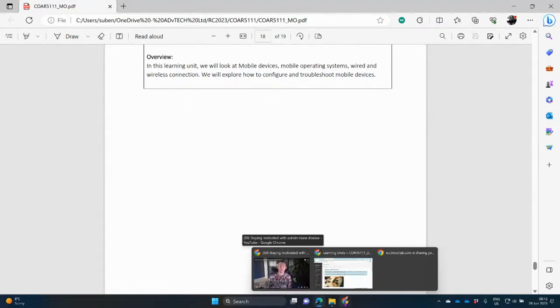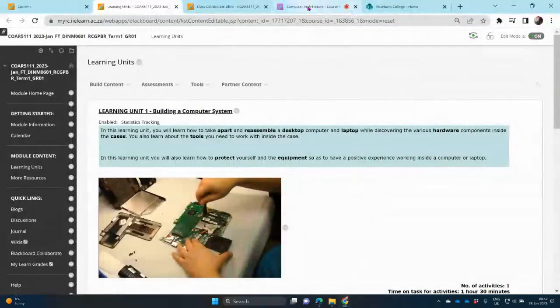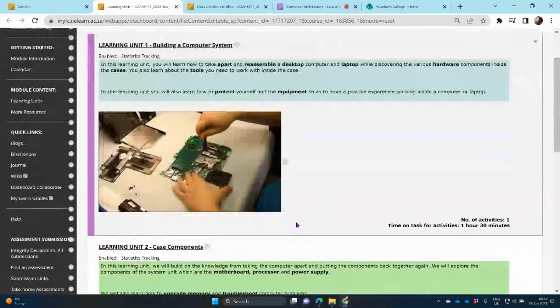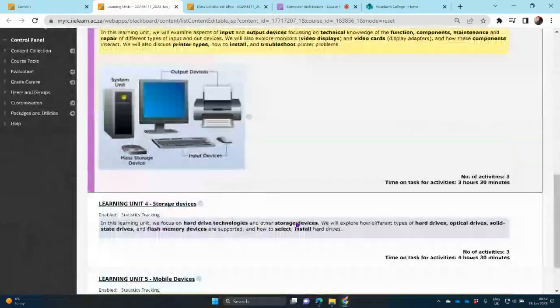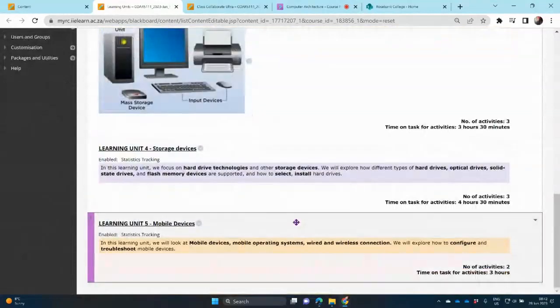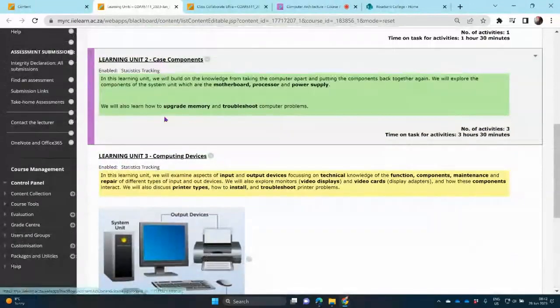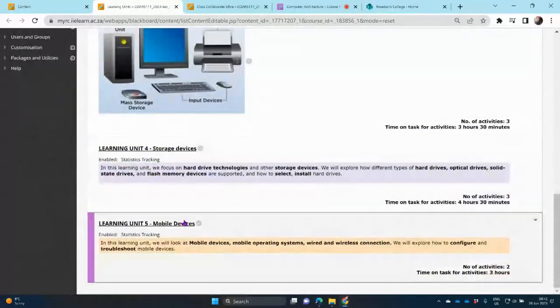Now, if I look at Learn, in Learn, I can see I've got Learning Unit 1, 2, 3, 4, and 5, which matches this module outline document. So for the demonstration, I'm simply going to go through Learning Unit 5. Now, you're going to do this for each of the learning units. So far you've been tested on learning units 1 to 3. Now we're also going to look at 4 and 5 for your final exam.